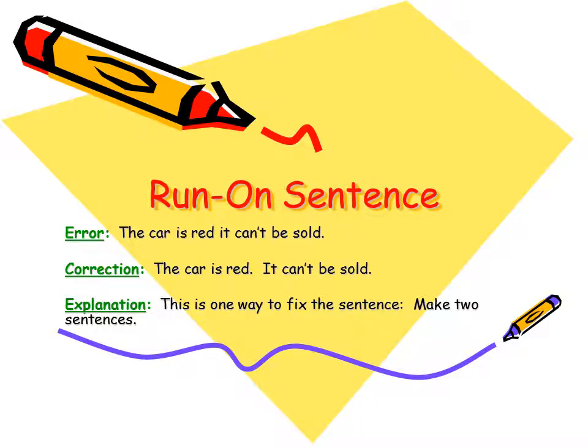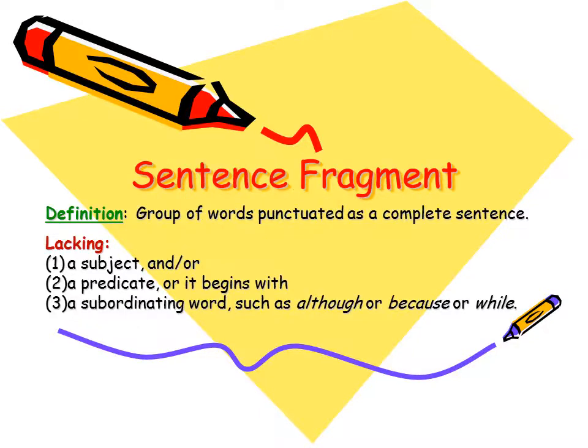Here's the red car example. This time around, see, there's no comma between red and it, and you could easily just make it two sentences, or you could say, although the car is red, comma, it can't be sold. Perhaps it belongs to the owner of the dealership, something like that.